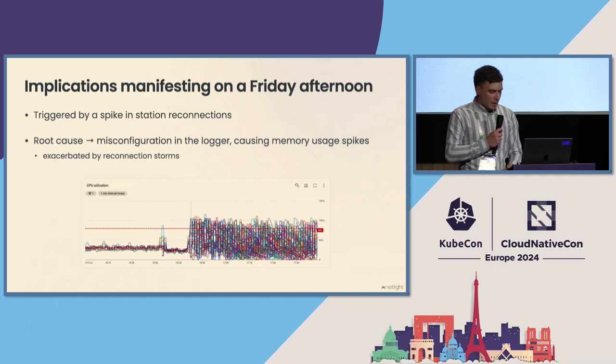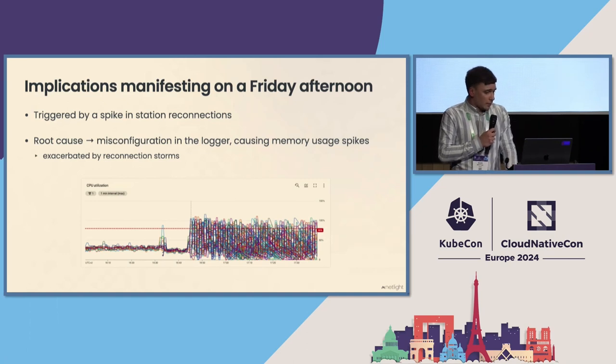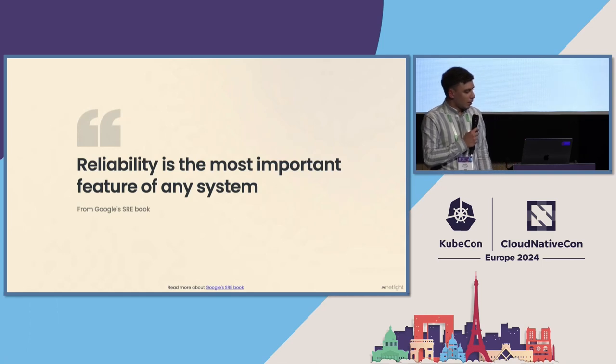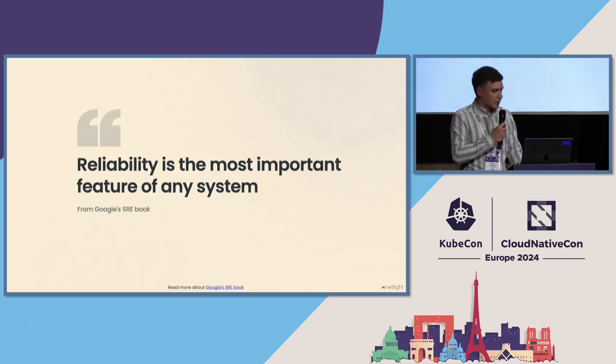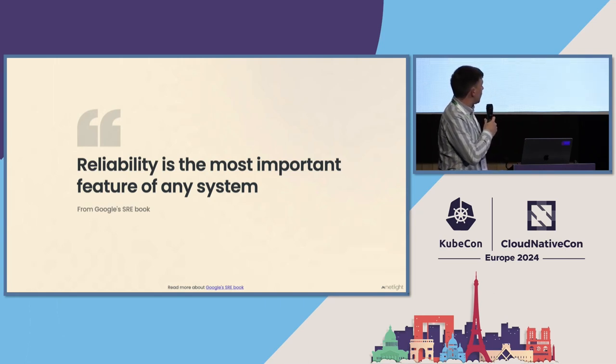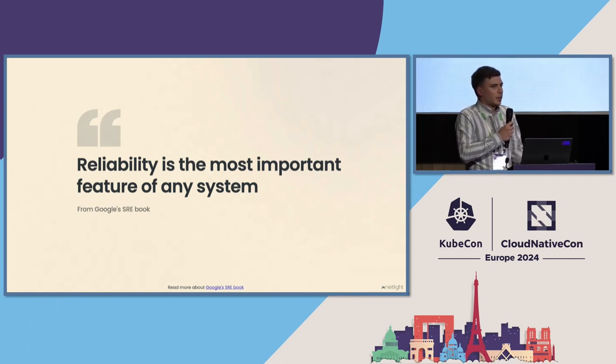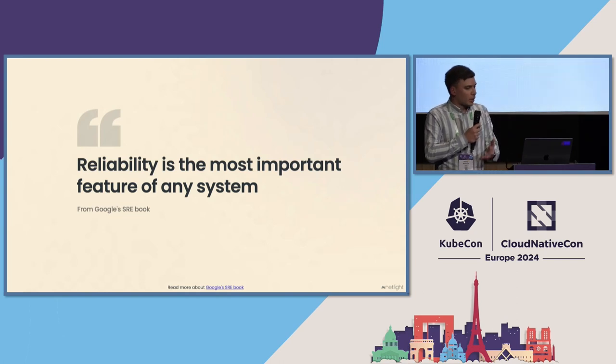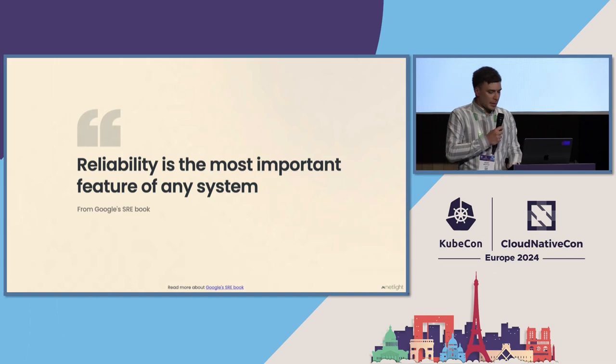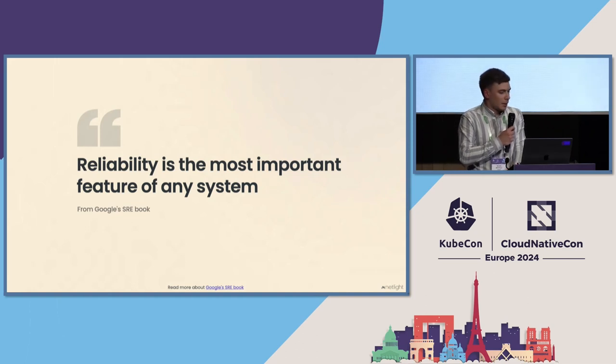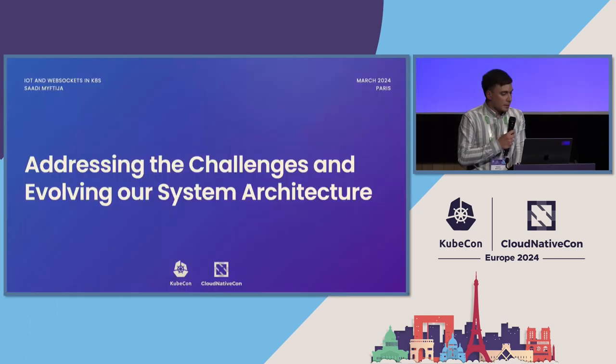behavior. So we knew that something had to be done, and we needed to improve the reliability and scalability of our system. I really like this quote from Google's SRE book, "Reliability is the most important feature of any system," and it's certainly true in our case. So reliability is really the core value proposition that we offer to the platform teams. So we set out to tackle these challenges, and let's see how we did that.